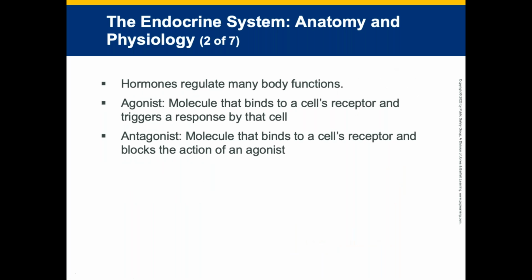An agonist is a molecule that binds to a cell receptor and triggers a response by that cell. An antagonist is a molecule that binds to a cell's receptor and blocks the action of an agonist.